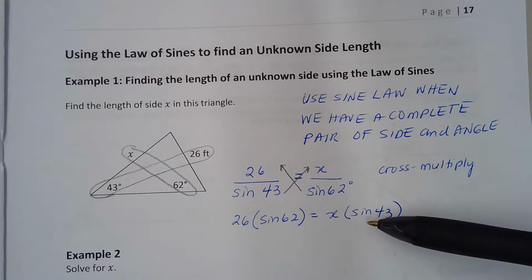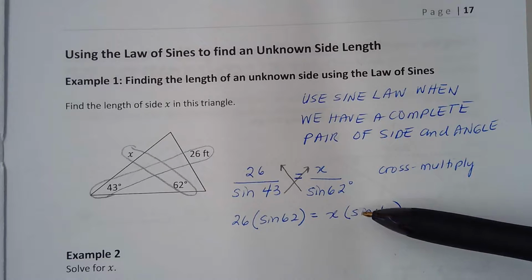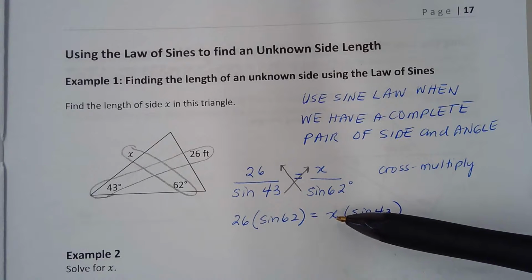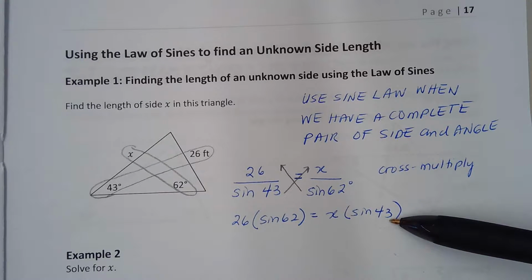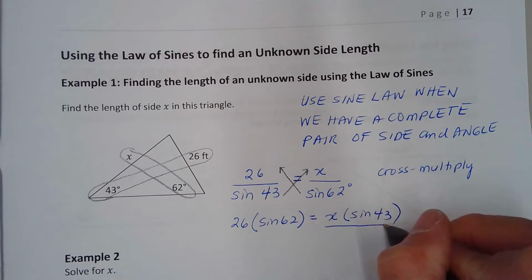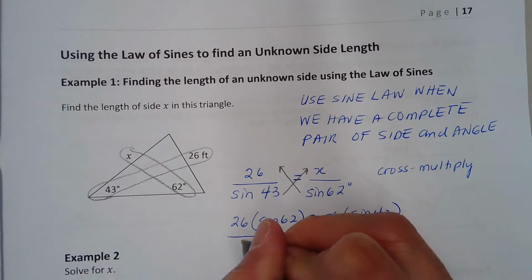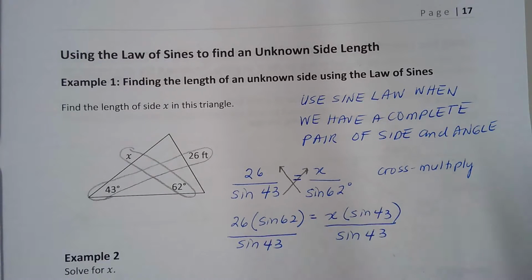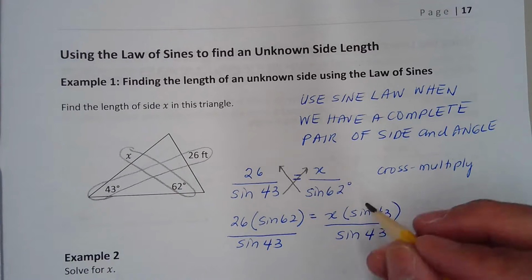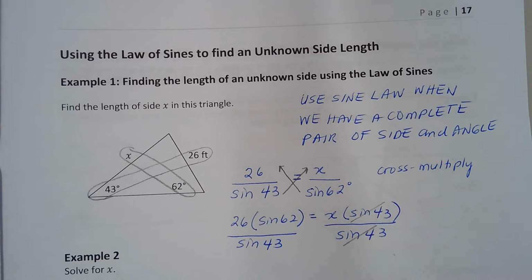Up to this point, we haven't quite solved for x. We haven't gotten x alone. So what's happening with x here? x is being multiplied by sine of 43. So what did we learn? We do the reverse, which is divide by sine 43. So that cancels out.